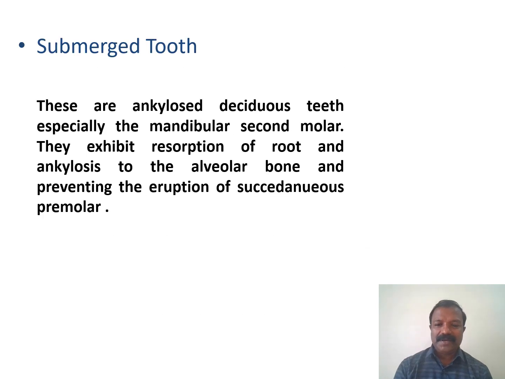Submerged tooth. These are ankylosed deciduous teeth, especially the mandibular second molar. They exhibit resorption of root and ankylosis to the alveolar bone, and thereby prevent the eruption of the succedaneous premolar. So the most commonly submerged tooth is the primary mandibular second molar.